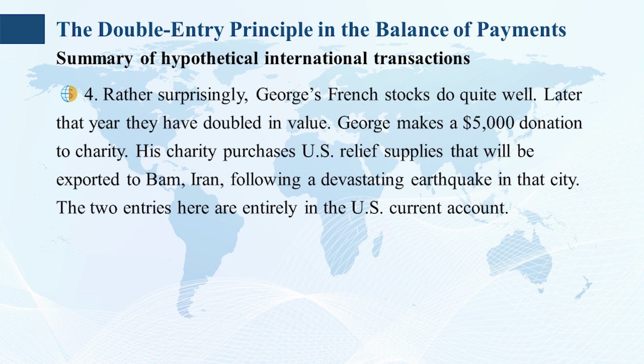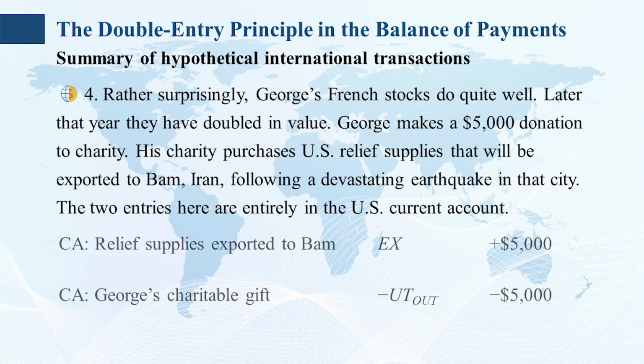The two entries here are entirely in the U.S. current account. The supplies are a non-market export of goods offset by the value of the unilateral transfer. It can be recorded as follows. CA, relief supplies exported, EX, positive $5,000. CA, George's charitable gifts, UT out, negative $5,000.